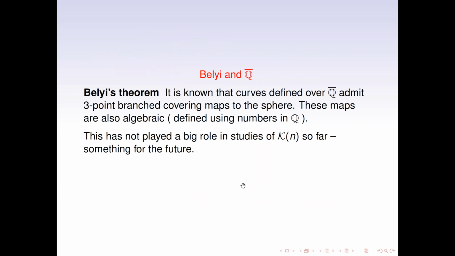These bipartite graphs and these covers, because they are covers with 3 branch points, are known to be realized. Well, it is known that every curve which is defined over algebraic numbers admits such a 3-point branch covering to the sphere. These maps are also algebraic, so they're described with equations involving polynomials in some indeterminates x, y, and z, with some coefficients which are algebraic numbers. These coefficients are themselves solutions to polynomial equations with rational coefficients. For that reason, these 3-point branch covering maps have nice number theory associated with them due to the Belyi theorem. The connection to Belyi theorem hasn't really played a big role in the connection with K of n that I've described so far, but maybe this is something to think about for the future.